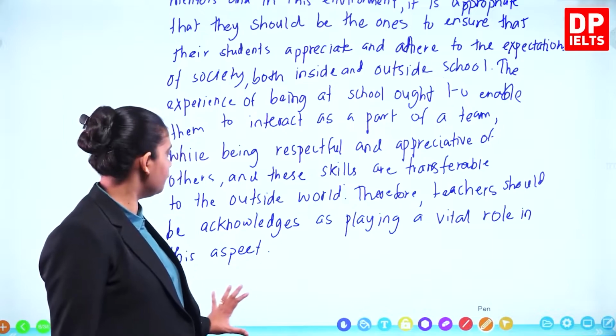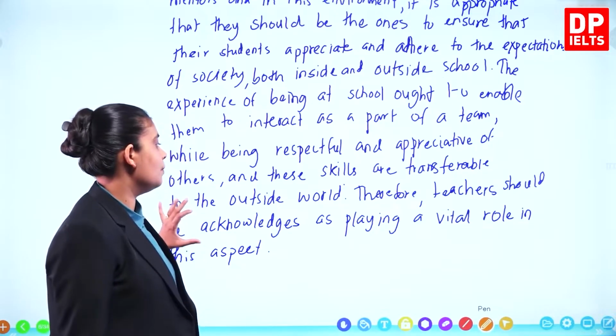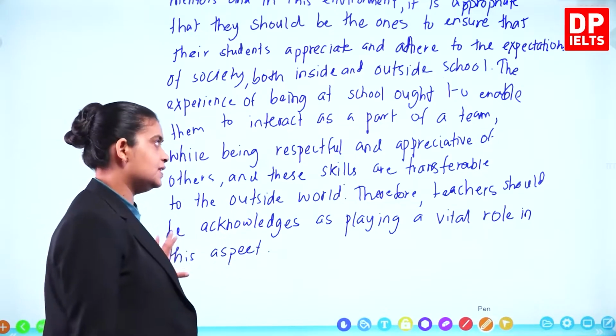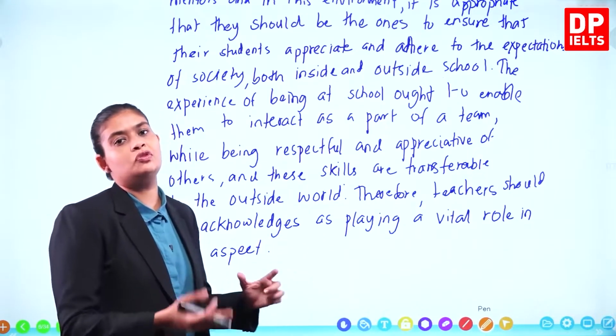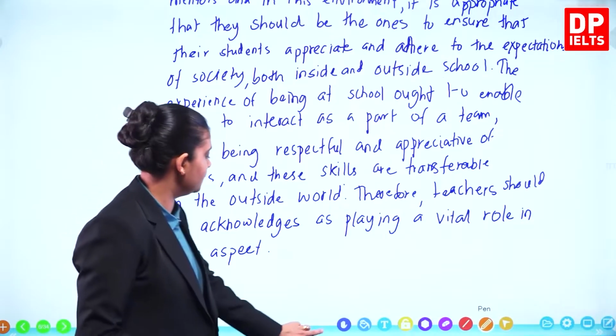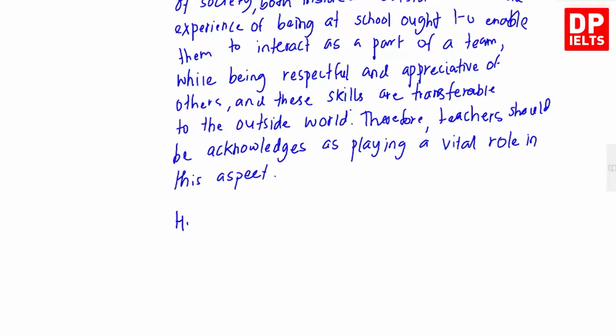So therefore, teachers play a vital role in this aspect of training the student, or rather giving them those transferable skills, right? So let us write the second paragraph.